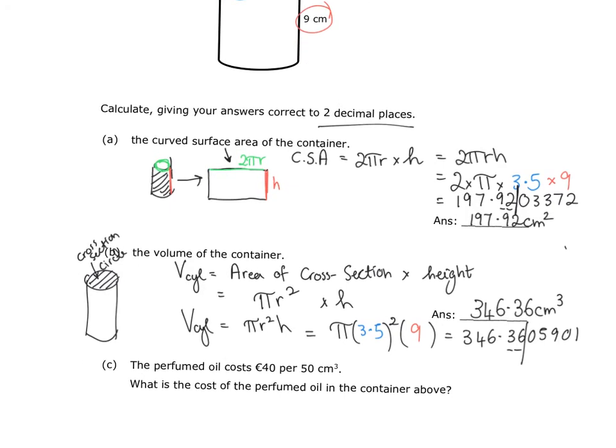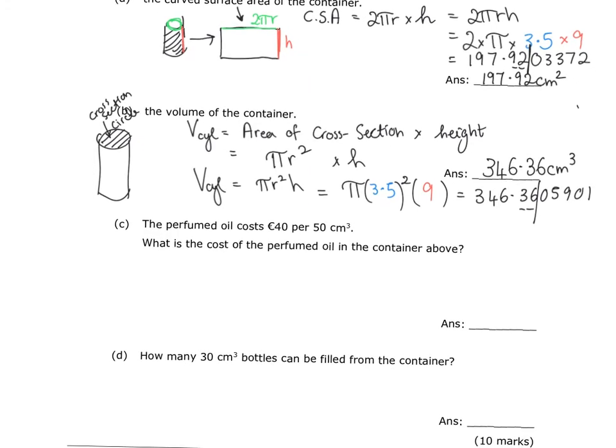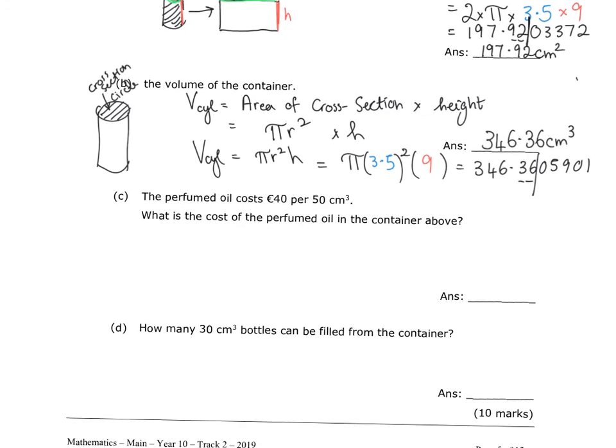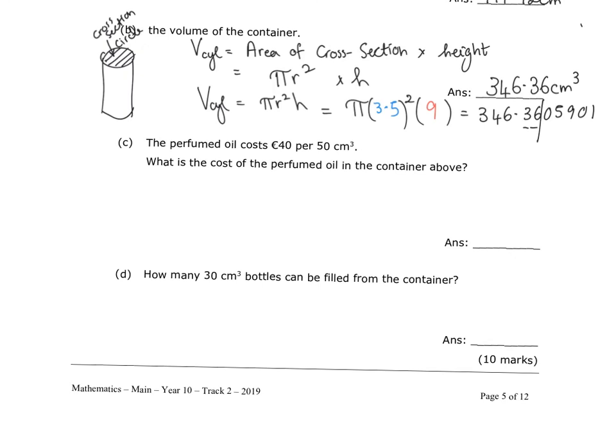Question C. The perfumed oil costs €40 per 50 centimeter cubed. What is the cost of the perfumed oil in the container? Now, how many oil do we have? The amount of oil we have is the volume. Okay, that is the amount of oil we have in the cylinder. Now we know that every 50 centimeter cubed costs €40. So if we have 346.36 centimeter cubed of oil, what is the cost?